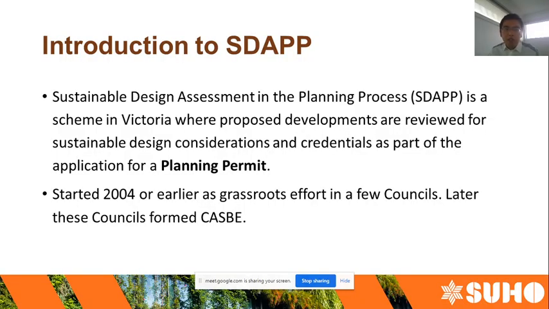First of all, let's see what is SDAPP. So, sustainable design assessment in the planning process is a scheme in Victoria where proposed developments are reviewed for sustainable design considerations. And it will be part of the application for a planning permit. So here we know any development, if you're gonna apply for a planning permit, you need to have the sustainable design assessment done. And it started in 2004 earlier as a grassroots effort in a few councils. Later, all these councils formed the CASBE Council.